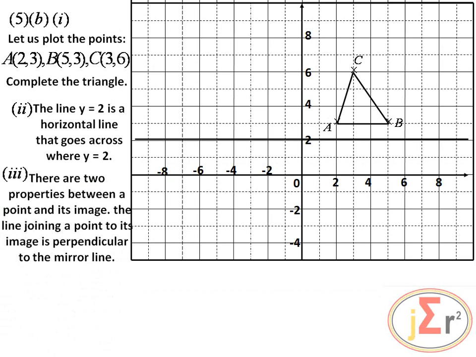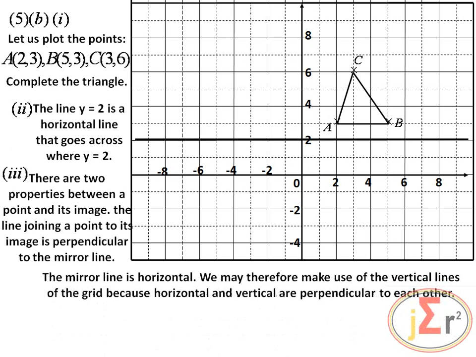There are two properties between a point and its image. The line joining a point to its image is perpendicular to the mirror line. The mirror line is horizontal. We may therefore make use of the vertical lines of the grid because horizontal and vertical are perpendicular to each other. So, in order to locate the image of A, it is to be located in such a way that the line that goes from A to the image of A is perpendicular to this line. Therefore, it has to be located on this line because this line is perpendicular to this line.